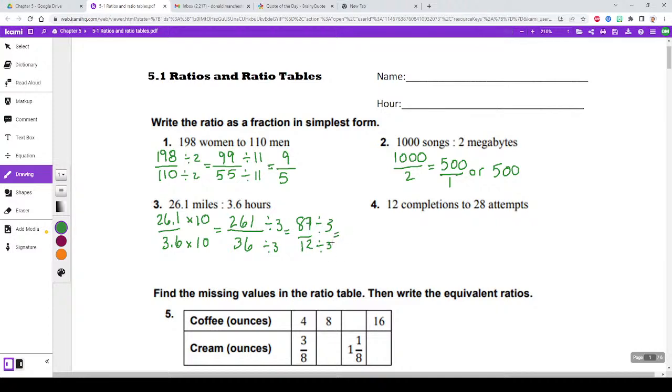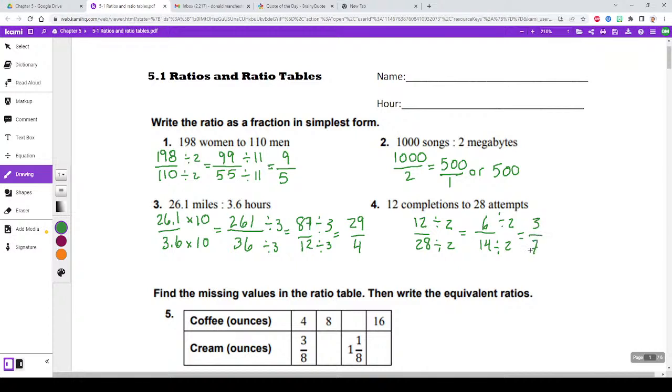So 87 divided by 3, give me a moment, is 29. So we have 29 over 4. Then we have 12 completions to 28 attempts. Both of these are even, so we're just going to divide the top and the bottom by 2. That gives us 6 over 14. Then we divide the top by 2 again and the bottom by 2 again, and that gives us 3 over 7.